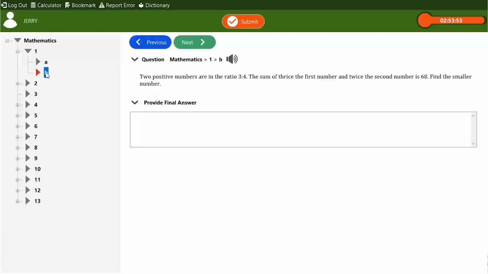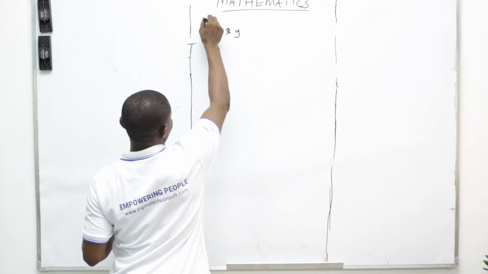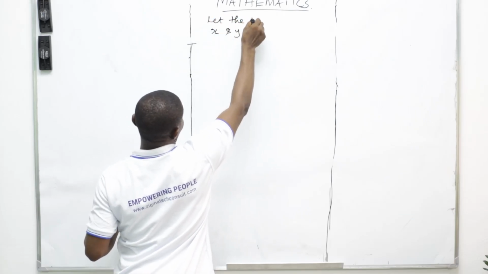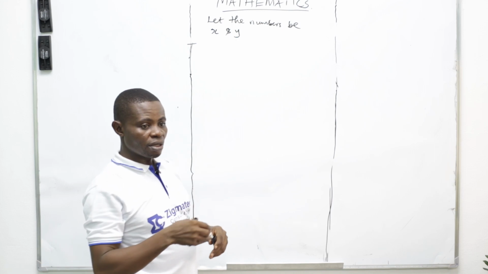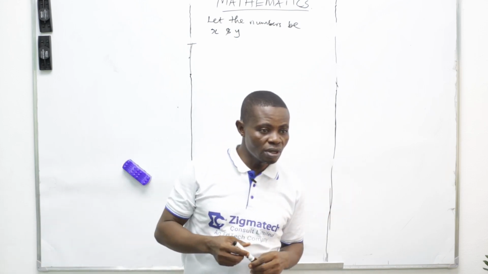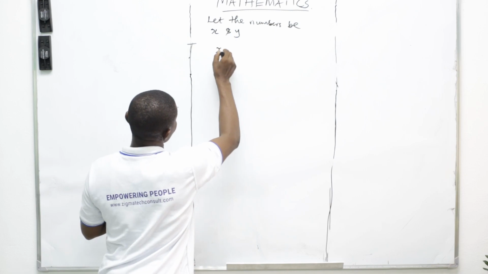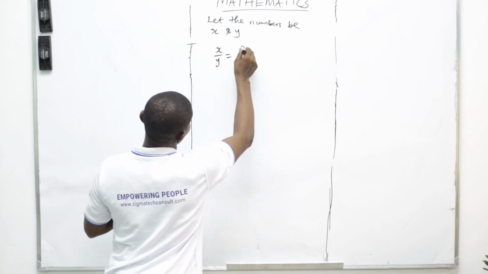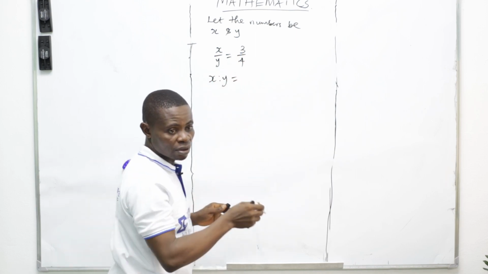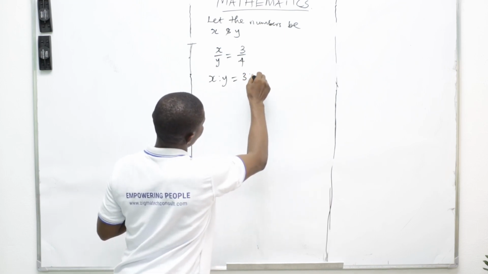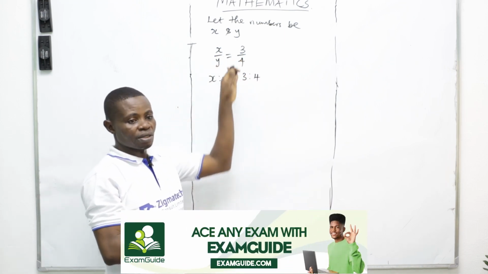They're talking about two positive numbers. We don't know the numbers. Let the numbers be what? x and y. Let the numbers be x and y. The ratio x all over y equals 3 over 4. Or you can say x ratio y equals 3 ratio 4, which is the same as this.